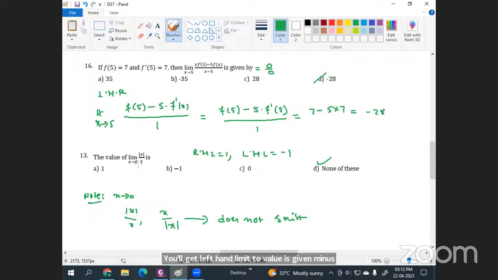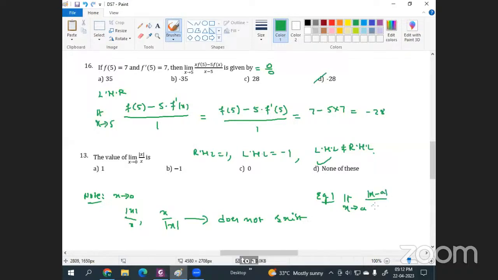You have done so many types of questions like this one. Both the values are not equal. Left hand limit is not equal to right hand limit. So this is your answer. You can remember the shortcut. Here is one example: limit x tends to a of mod of x minus a by x minus a is also the same, so does not exist.